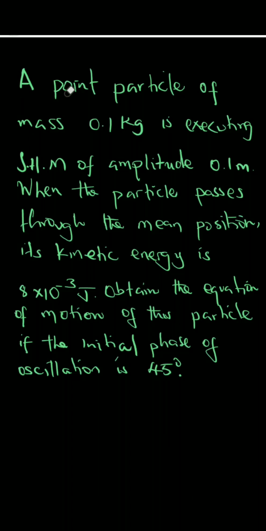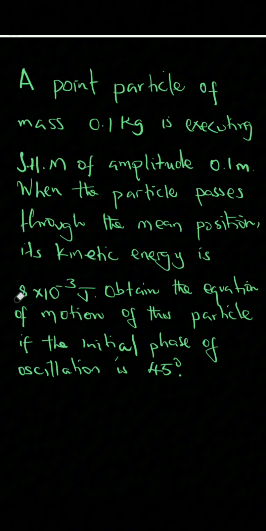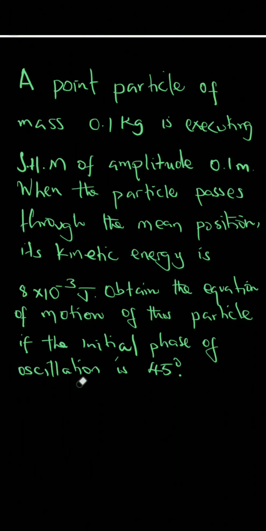A point particle of mass 0.1 kg is executing simple harmonic motion of amplitude 0.1 meters. When the particle passes through the mean position, its kinetic energy is 8 times 10 to the power negative 3 joules. Obtain the equation of motion of this particle if the initial phase of oscillation is 45 degrees.